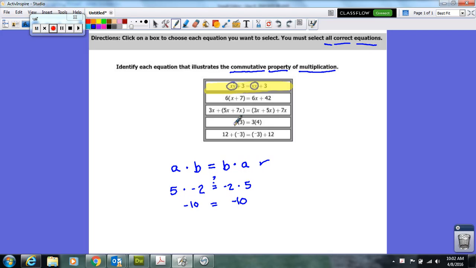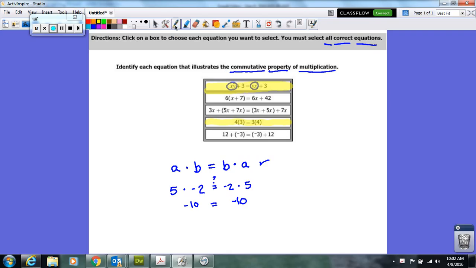All right, let's look at this next one. 4 parentheses 3 equals 3 parentheses 4. If you recall, when you see parentheses separating two numbers, that indicates multiplication. So essentially this is saying 4 times 3 equals 3 times 4. That's textbook commutative property.